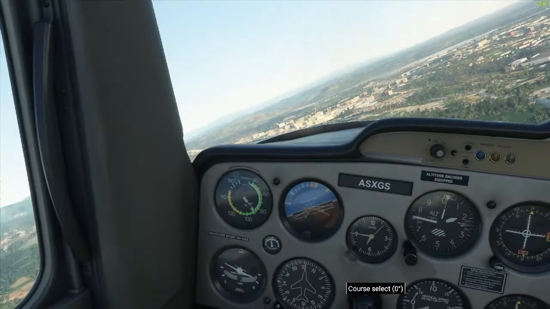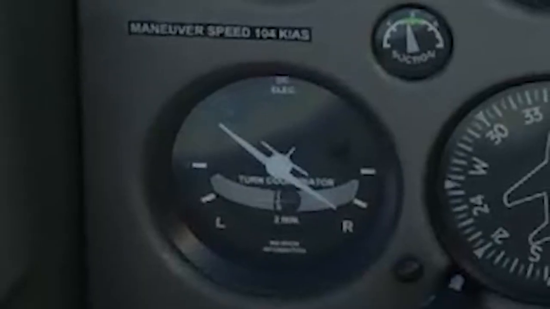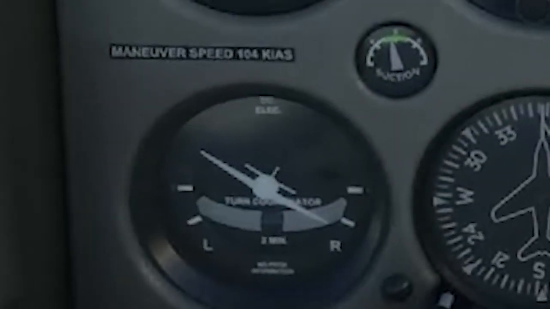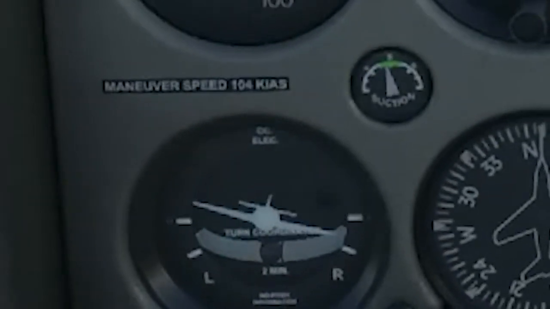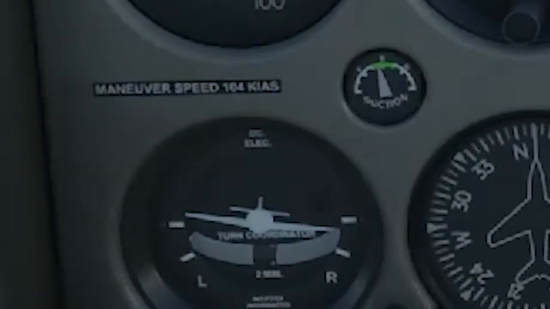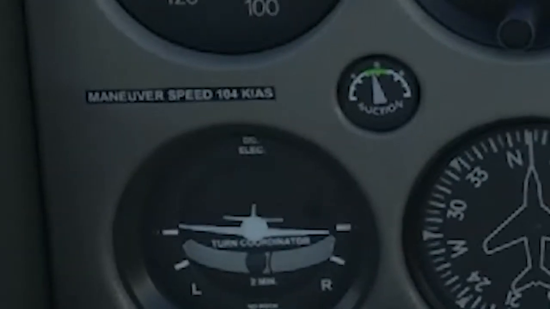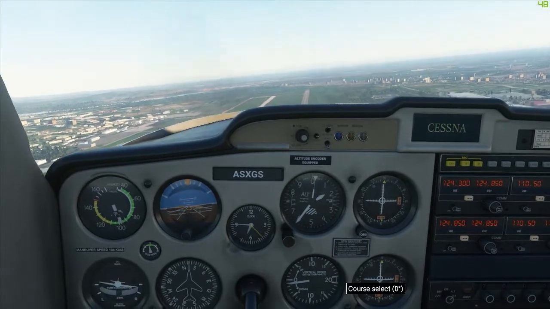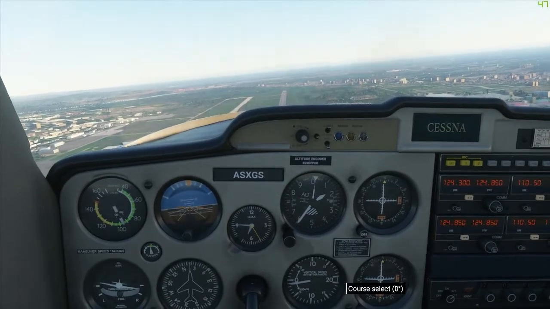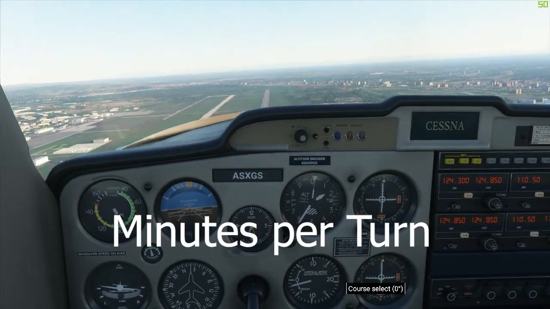The slip indicator is actually an inclinometer that at rest displays the angle of the aircraft's transverse axis with respect to horizontal, and in motion displays this angle as modified by the acceleration of the aircraft. The most commonly used units are degrees per second and minutes per turn.